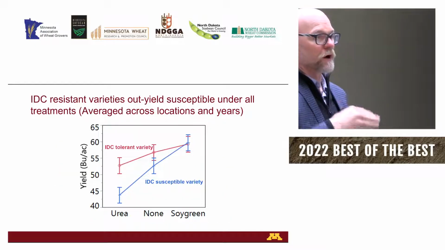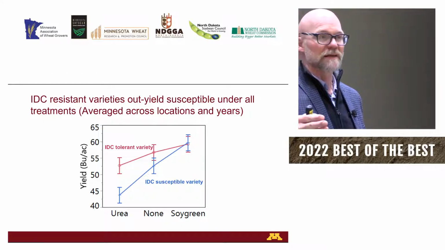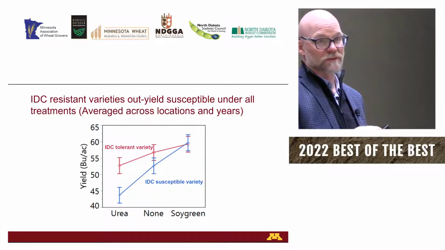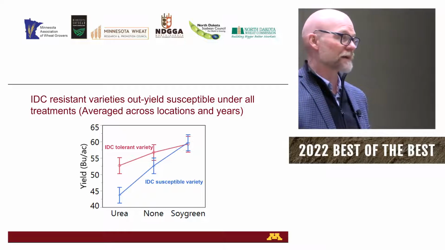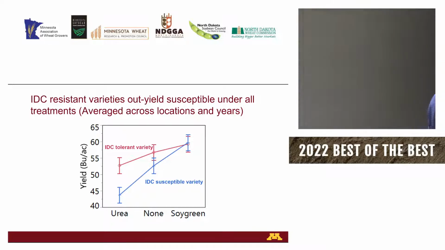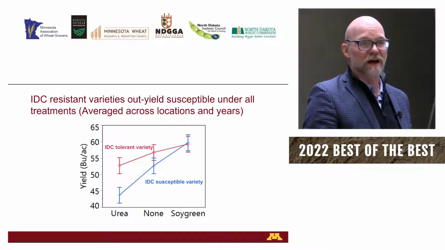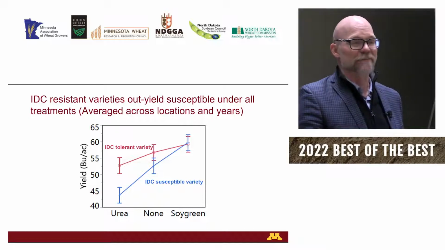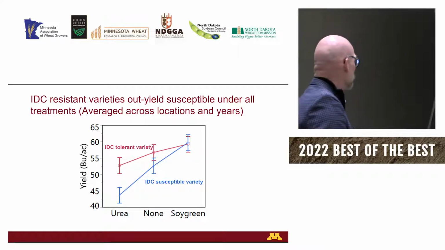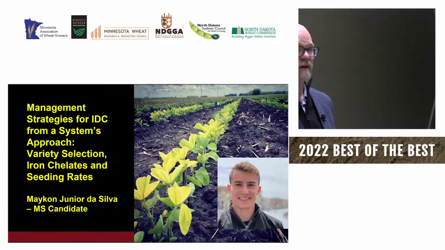If we look over all the locations, we had about 9 site years of data that went into this. These were sites that turned out to be chlorotic, some of them not very chlorotic, and we had this type of a range. Similar to what John Wiersma saw, the susceptible lines definitely take a bigger hit when you add N, but we can also move the other direction with soy green.